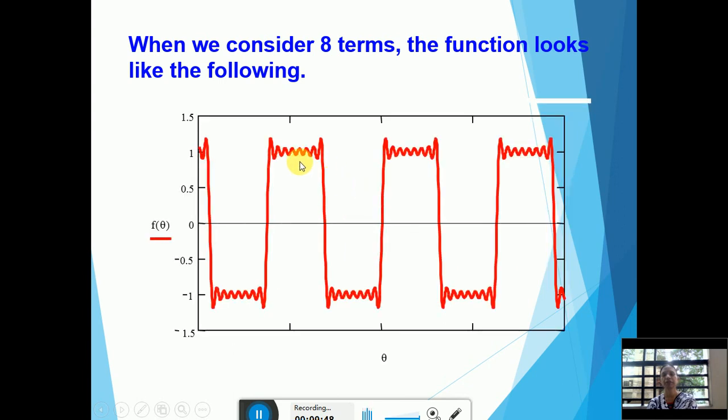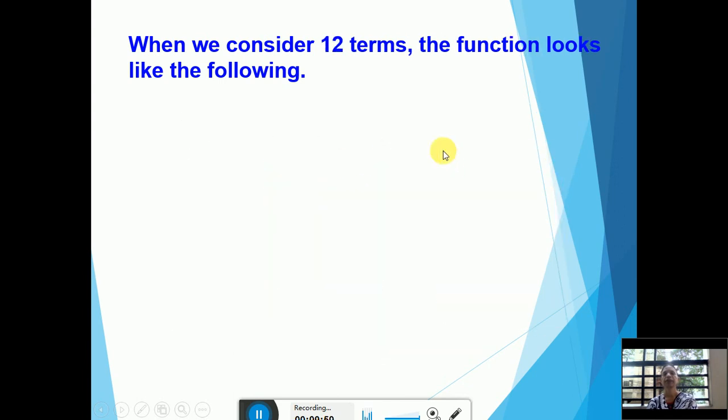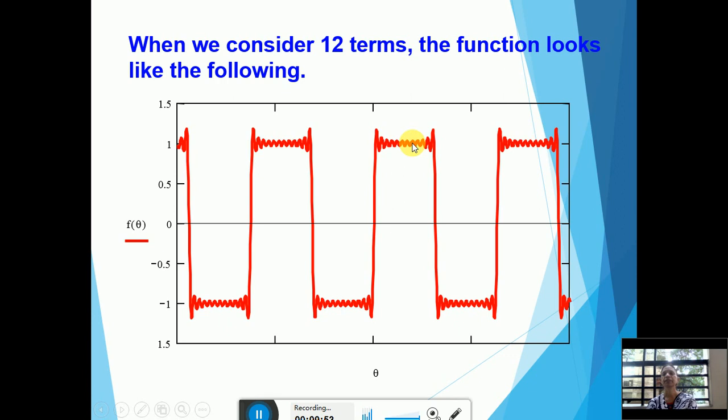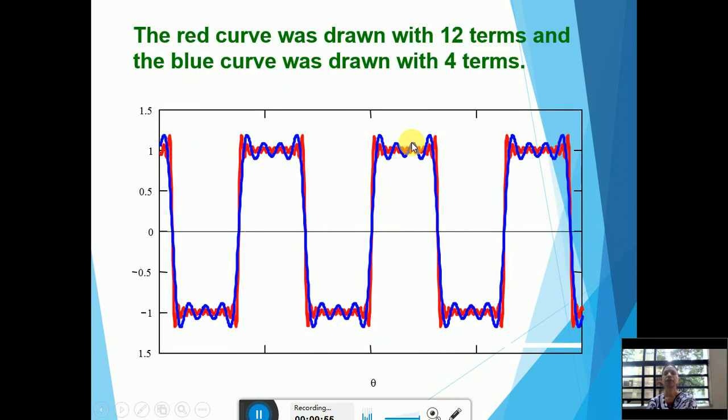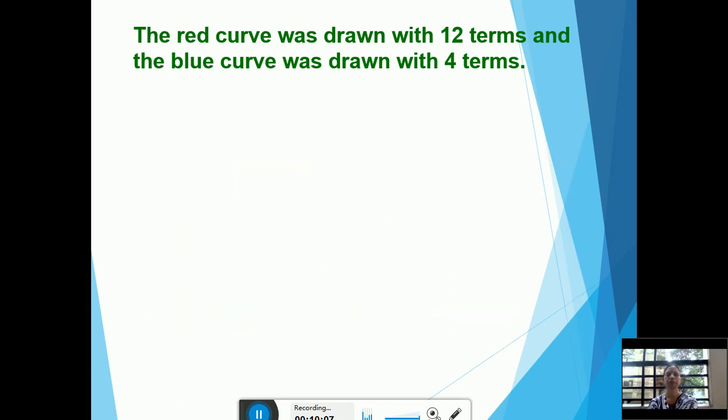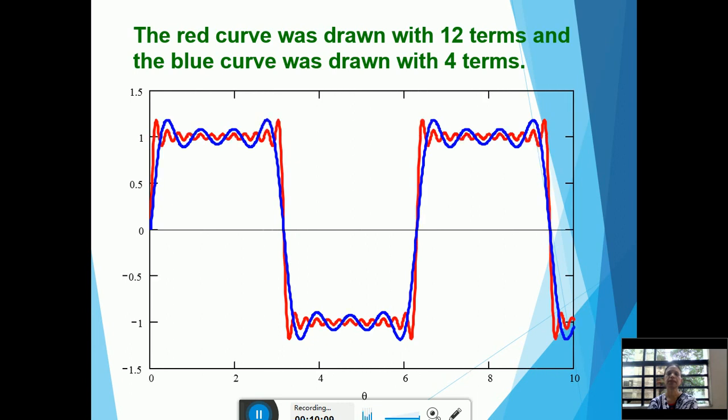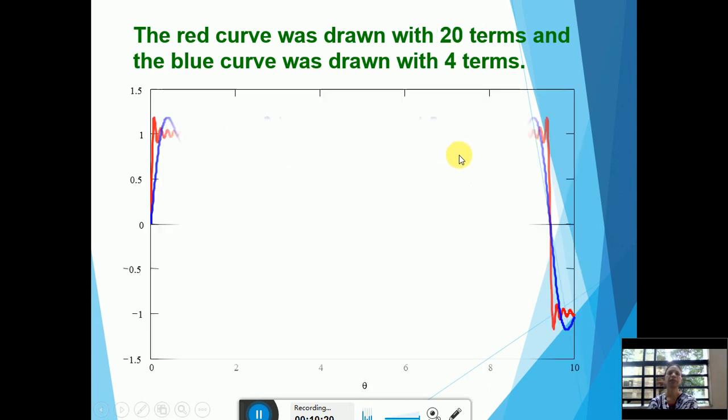As the number of terms is increasing, see what's happening. If you take 12 terms, combining these two, the red is with 12 terms, blue is drawn with 4 terms. So the more the number of terms, the better the approximation, and the closer it gets. In the same way, now the red curve is drawn with 12 terms, and the blue curve is drawn with 4 terms, the same thing is shown here.